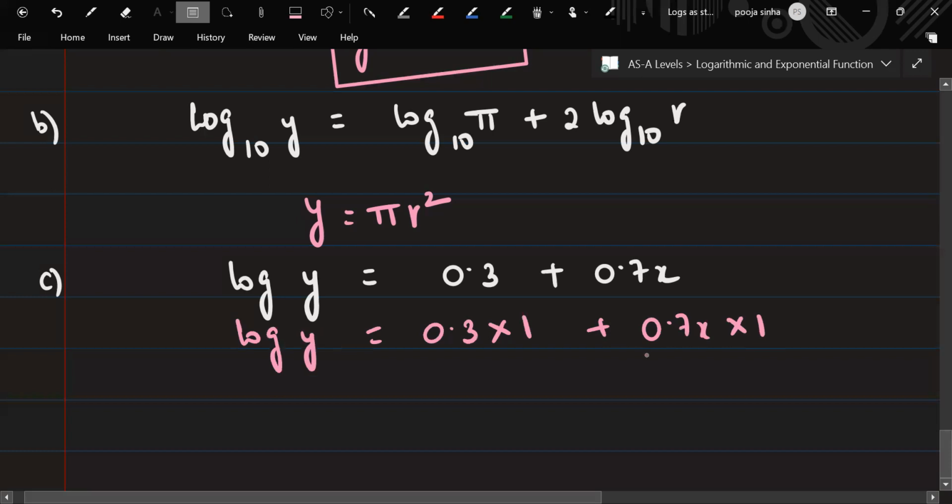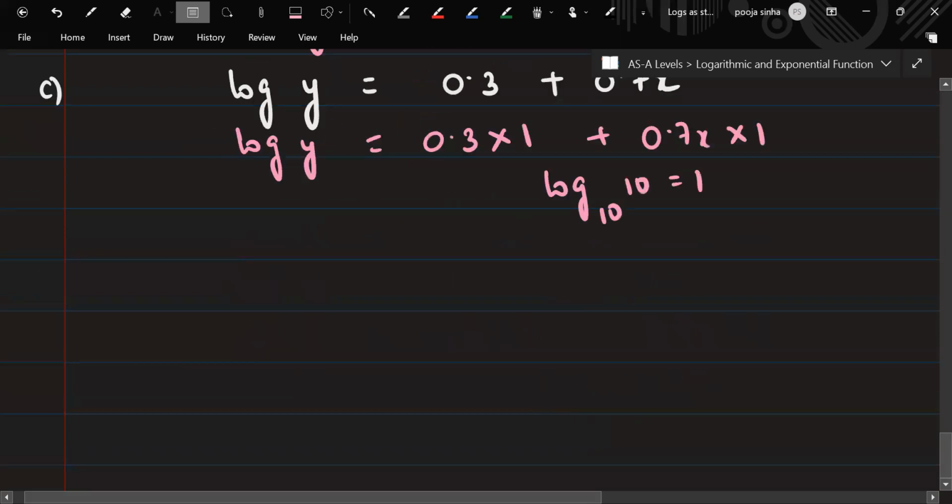Can I do that? Why? Is it the same thing? Did I change the meaning? No. All I did was 0.3 into 1 and 0.7x into 1. Did I change anything here? No. Nothing. Okay. Now log to the base 10 of 10 is how much? 1. So if I make that change here now, am I actually changing any meaning?